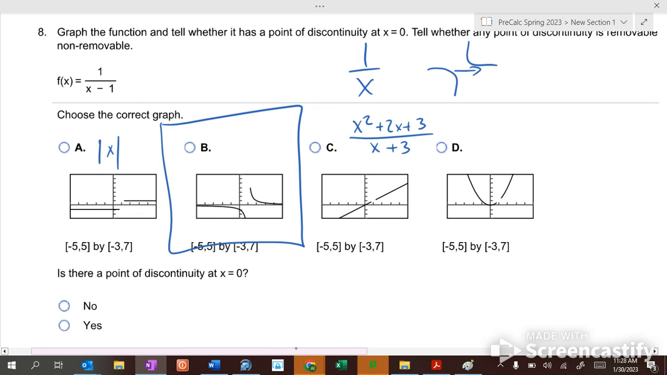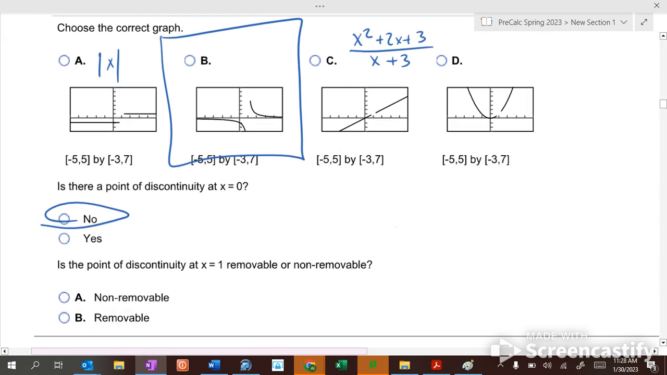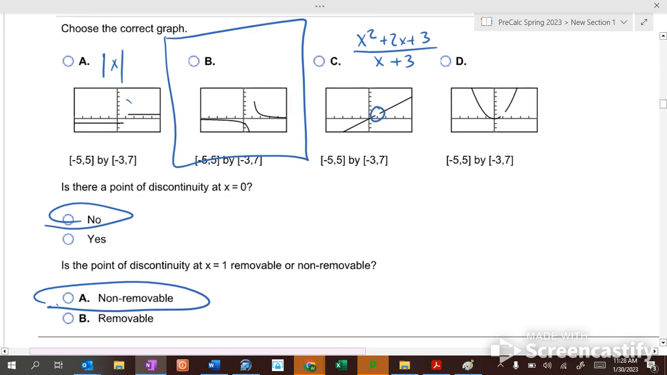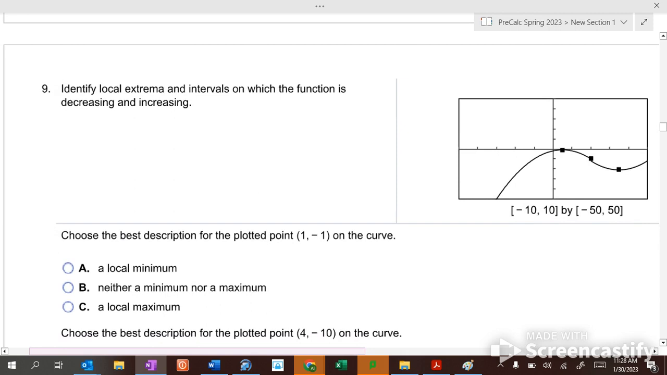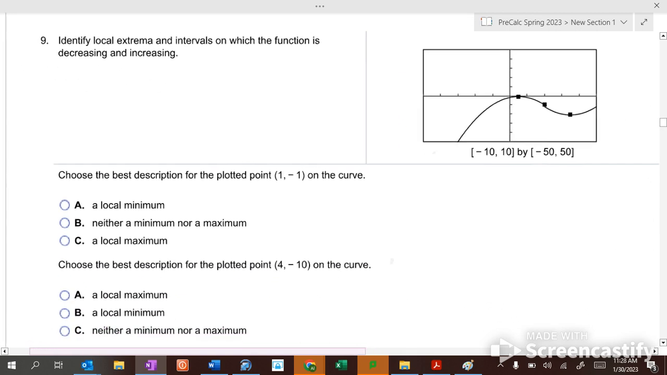Is there a discontinuity at x equals 0? No. That's not where the discontinuity is. It's at x equals 1. And what type of discontinuity is it? Since it's an infinite one, it is non-removable. A removable one is where there's a hole in the graph. When it's something like this or this, it's non-removable.